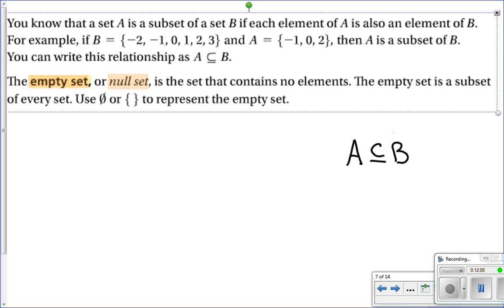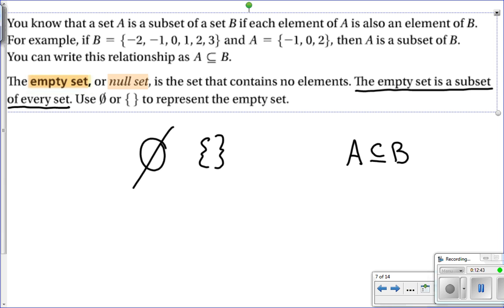Now, when there's never anything that belongs to the set after you're given the properties, we call it an empty set or a null set. It's the set that contains no elements. The empty set is a subset of every single set. So we use the 0 with a line through it, or the brackets with nothing in between, to represent the empty set. Very important, make sure you have this written down: the empty set is a subset of every set.